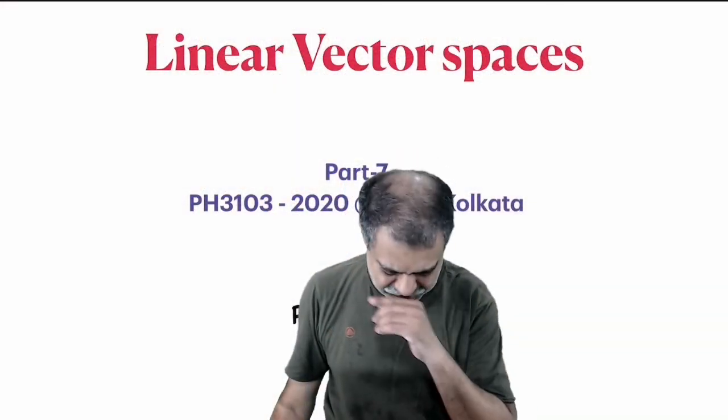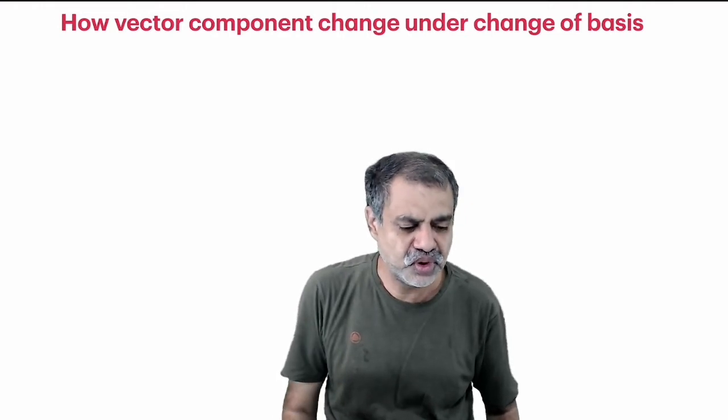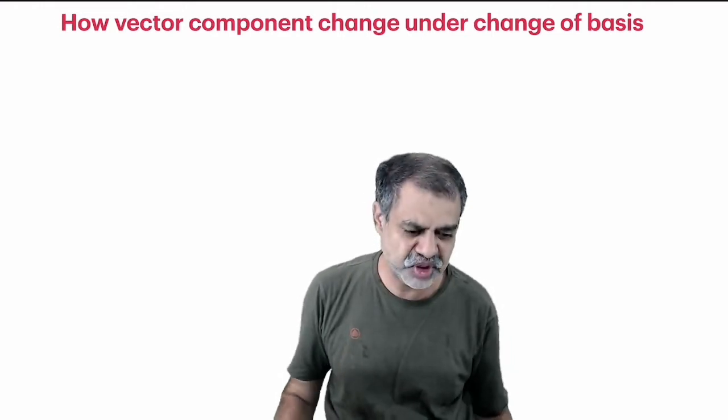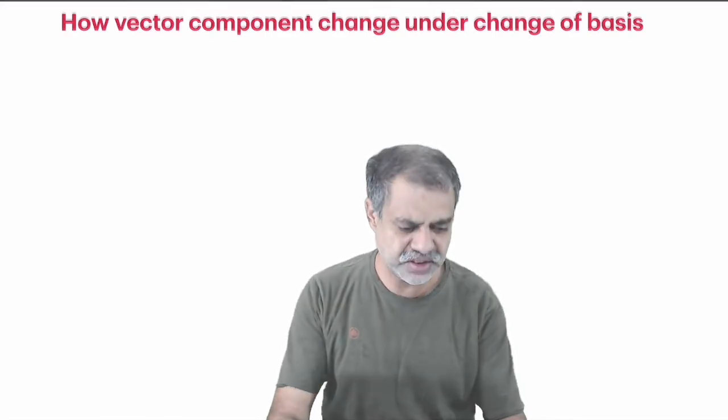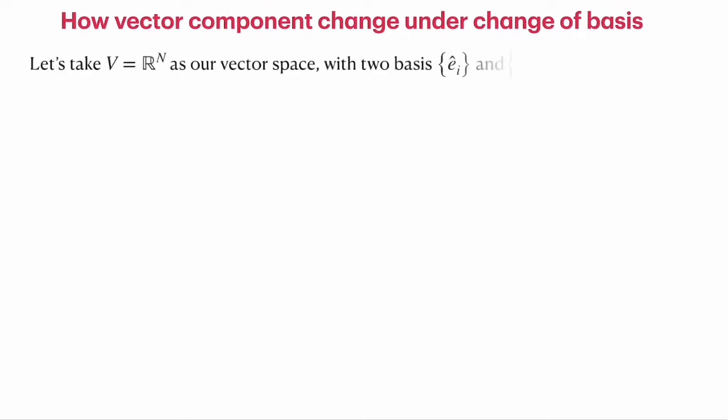Okay, let's continue with our lecture on linear vector spaces. We have covered some basics already, seen bases and how to construct a transformation between the bases, etc. So now let's try to understand how a component of a vector changes under a change of basis. Let's take a vector space V to be Rn.